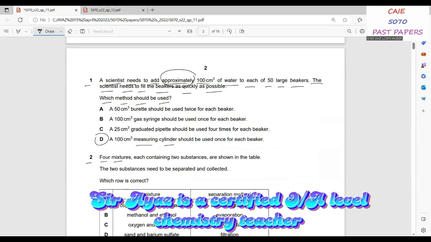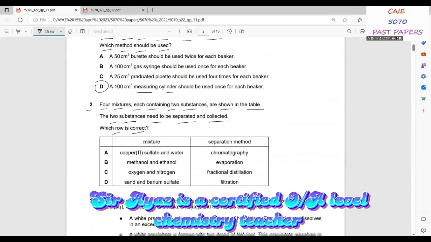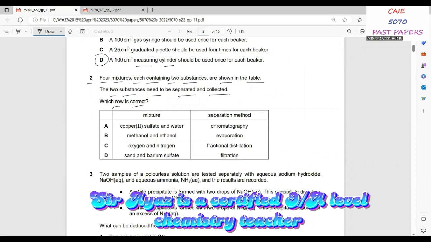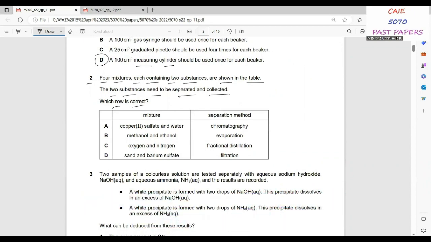Number 2. Four mixtures, each containing 2 substances, are shown in the table. The 2 substances need to be separated and collected. Which row is correct? A. Copper(II) sulfate and water. Separation method, chromatography. You can't use the chromatography method for separating copper(II) sulfate in water, because chromatography is used to separate and identify colored substances as well as colorless substances like amino acids.